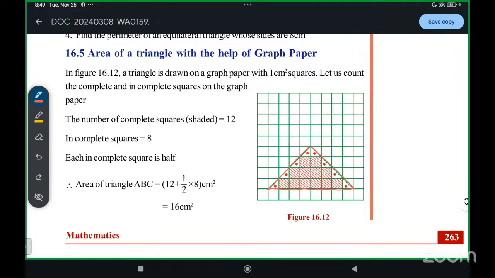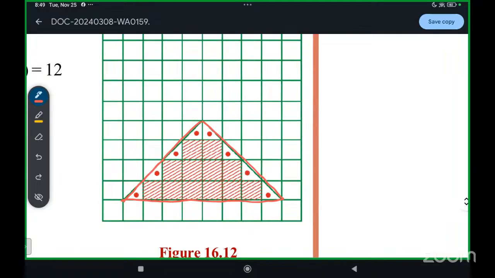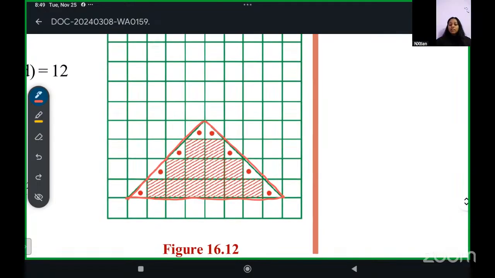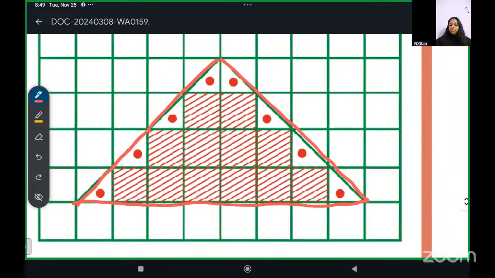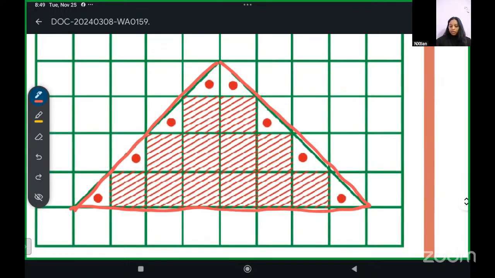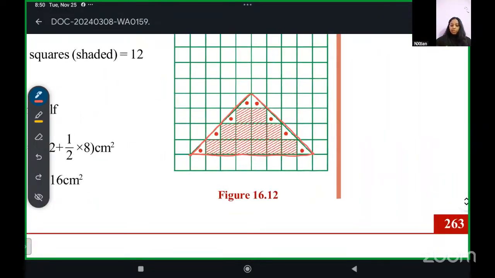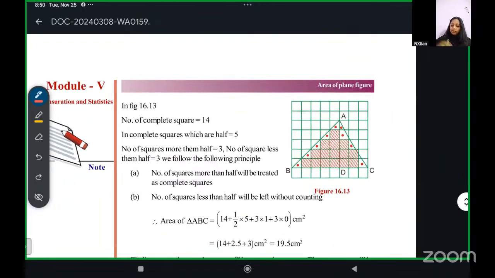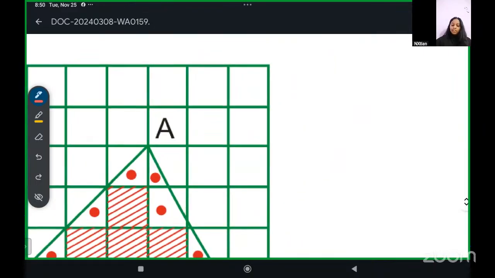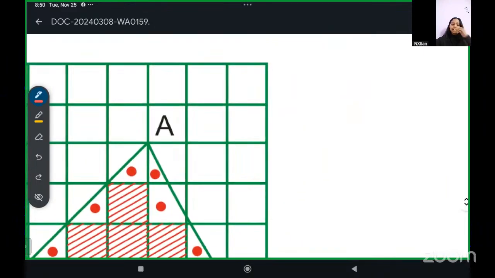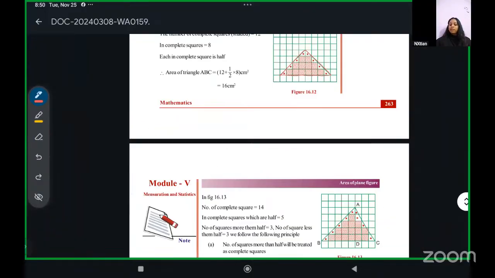I will check that. Now, some triangles, if you look closely, are covering the full square, which are shaded. Some are covering half squares. And some will cover even less than half a square, such as in this triangle. So on that basis, we will calculate the area.